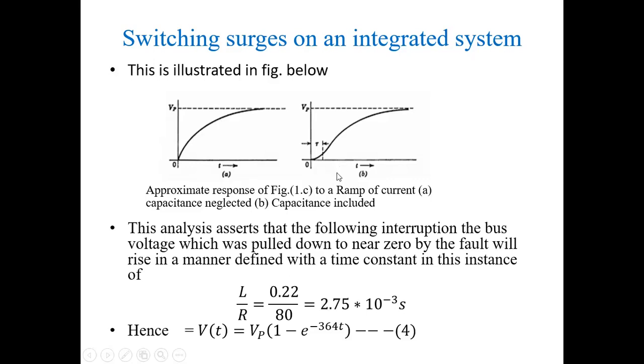If the capacitance effect is included, obviously what will happen? There is a time period, that is, there is a time constant between the zero and the operation of the circuit breaker. That is shown in this diagram here. This is the small time period after which the waveform has started. So this is due to the effect of capacitance.